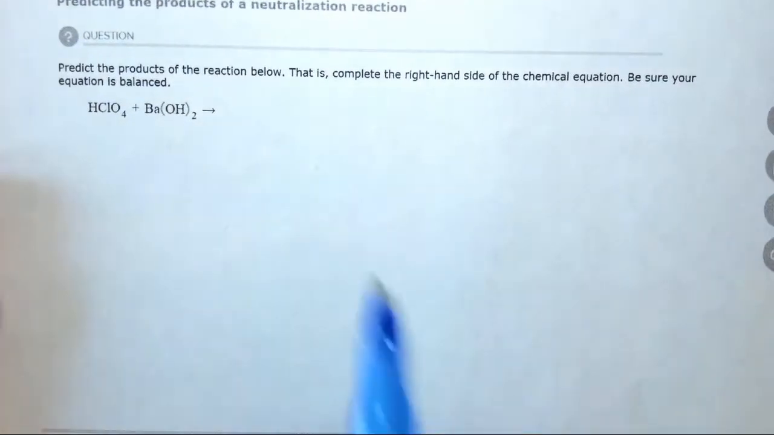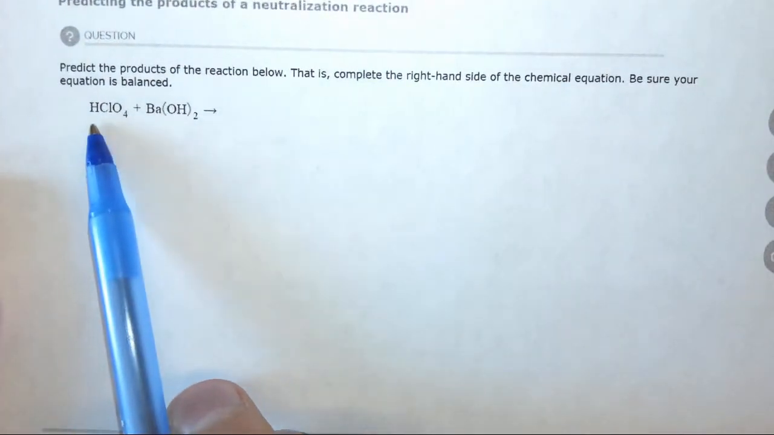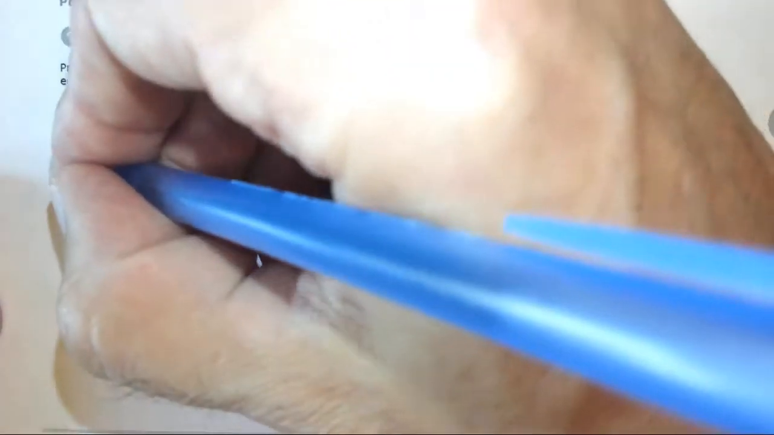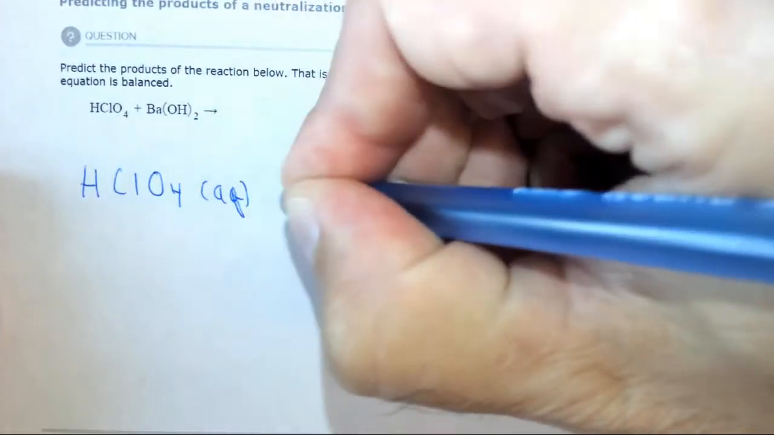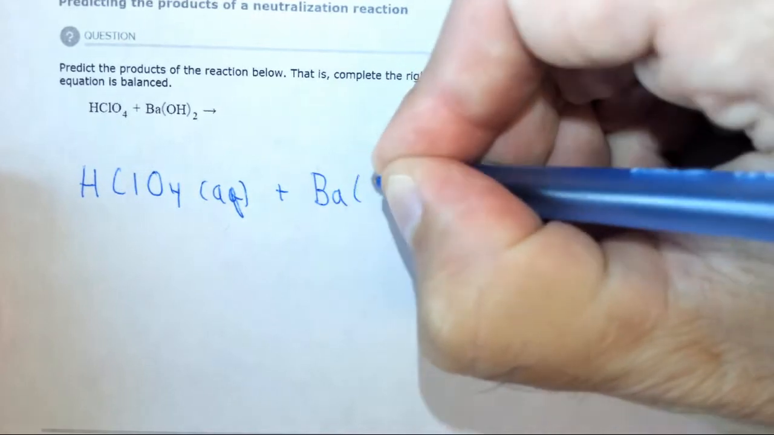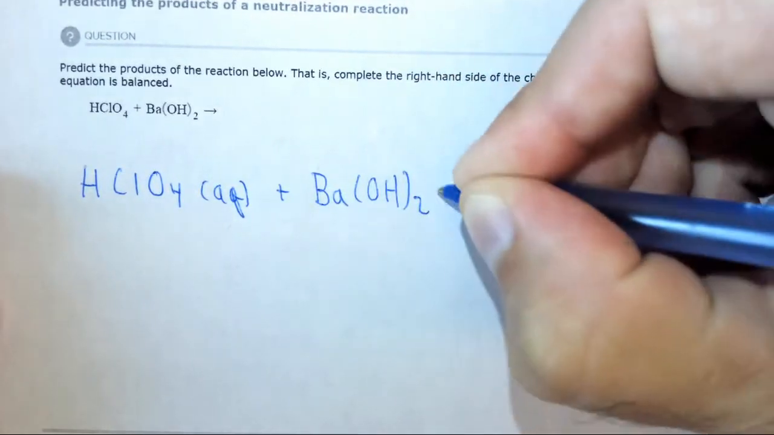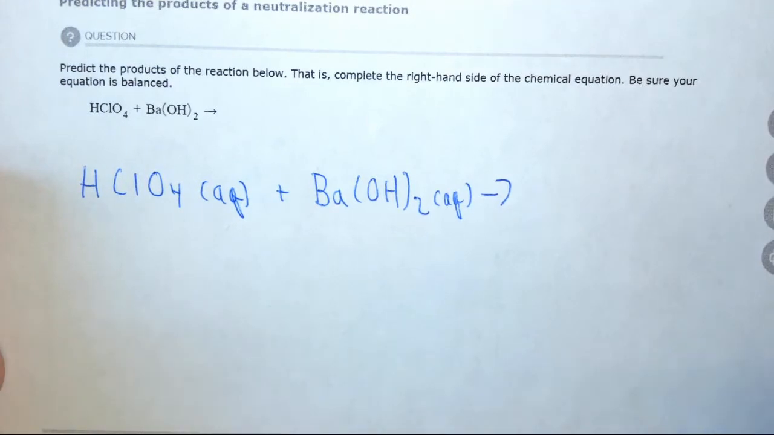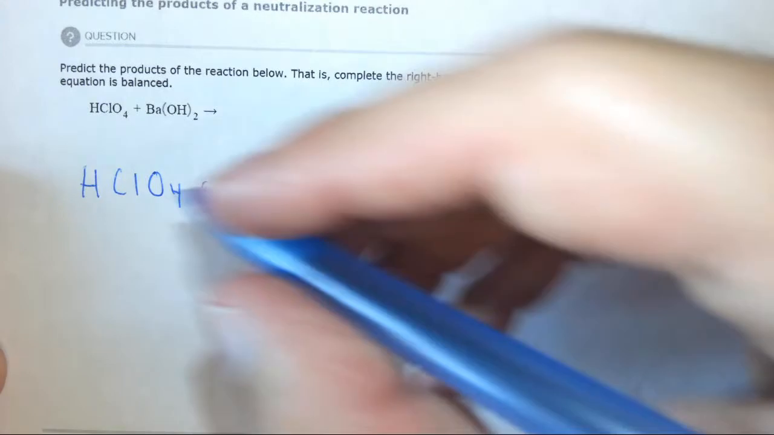In this question, we're asked to predict the products and balance the reaction between perchloric acid and barium hydroxide. So I'm just going to rewrite that down here. HClO4 aqueous plus Ba(OH)2 aqueous yields. So these acid-base reactions are very similar to double displacement reactions.